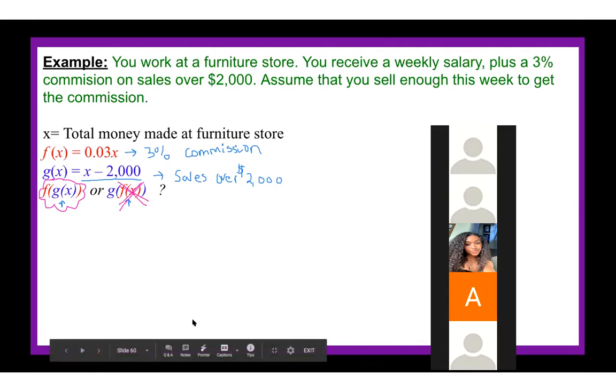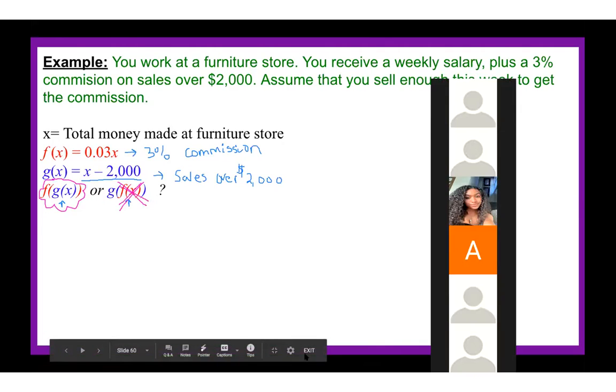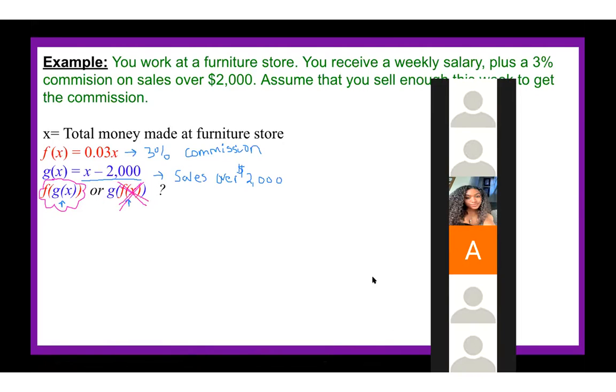Let me know if anyone else has any questions on that, but it was nicely explained there. All right, so then if we need f of g of x, let's go ahead and start to build that function that's going to tell us how much money we get in our pocket.